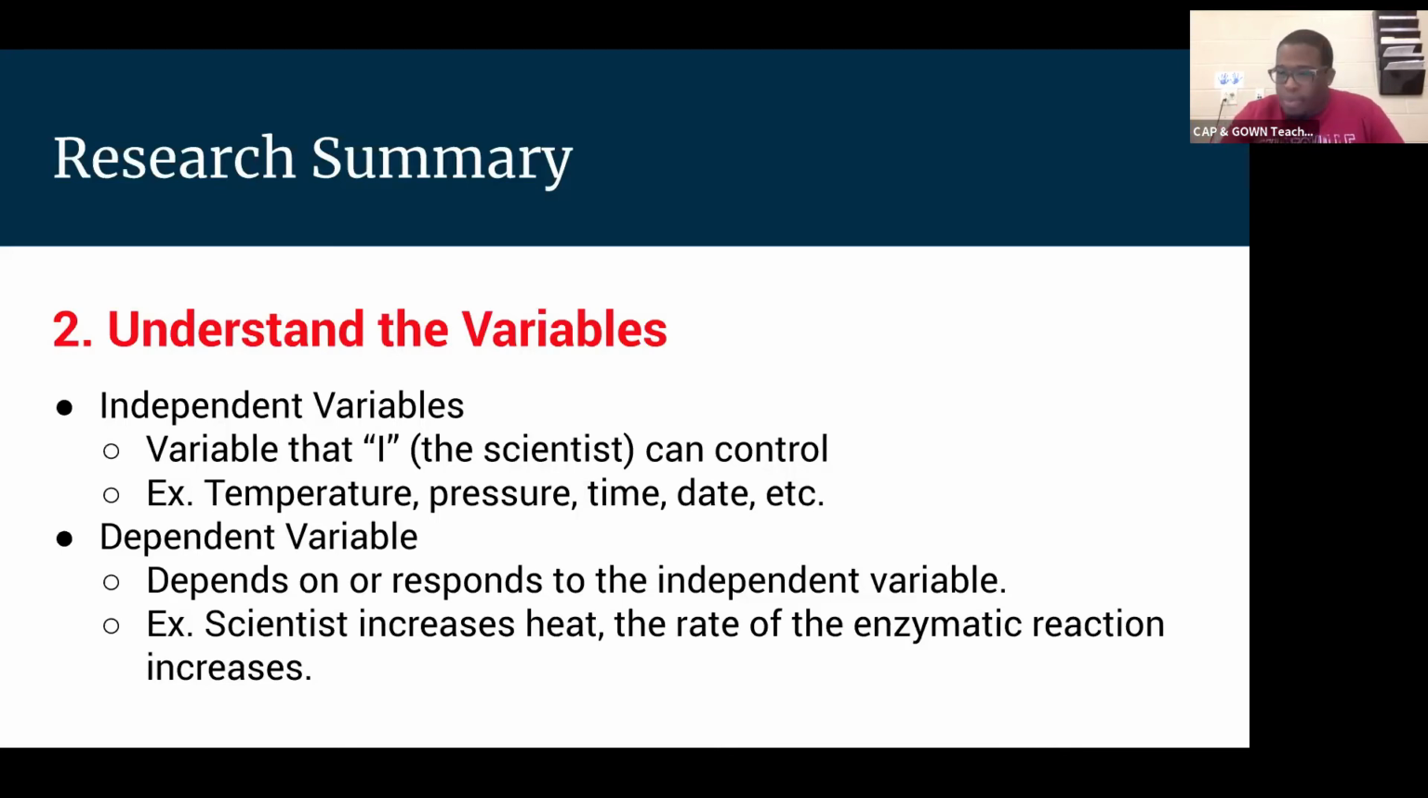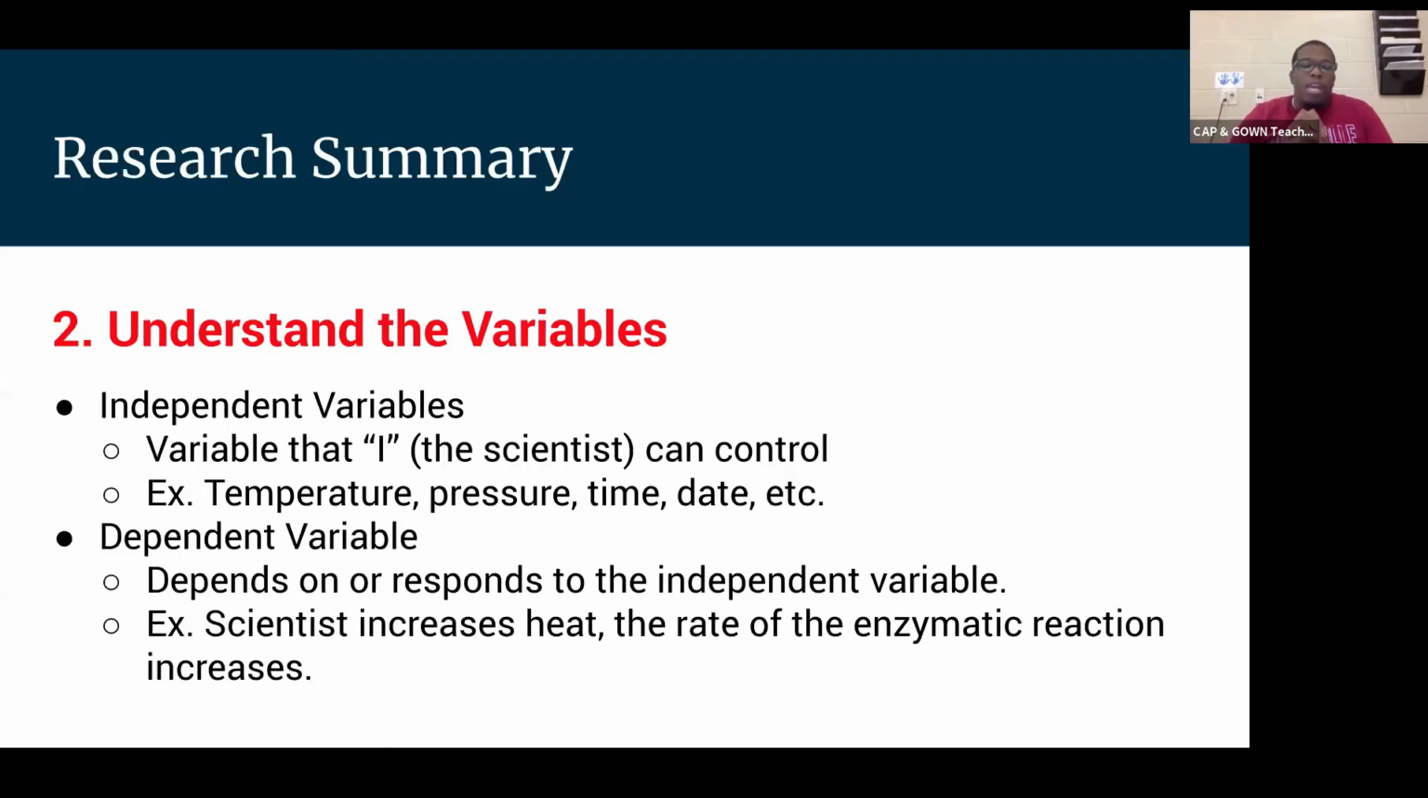I can control the temperature. I can control the pressure. I control the time. I control the date. It is the variable that you see the scientist manipulating in the experiment every time, okay? The dependent variable depends on or responds to the independent variable. So every time you see the scientist make a change in the variable, you're looking for what the scientist then observes in response to that change, okay?